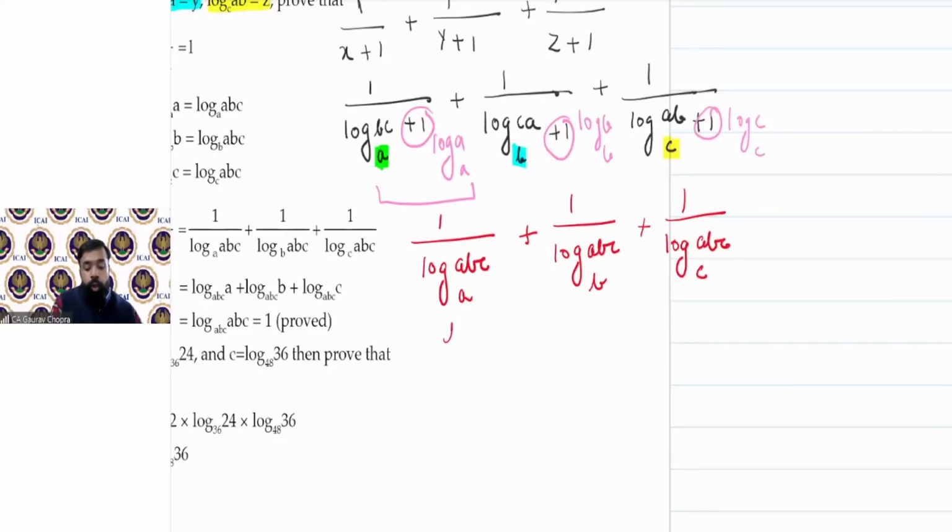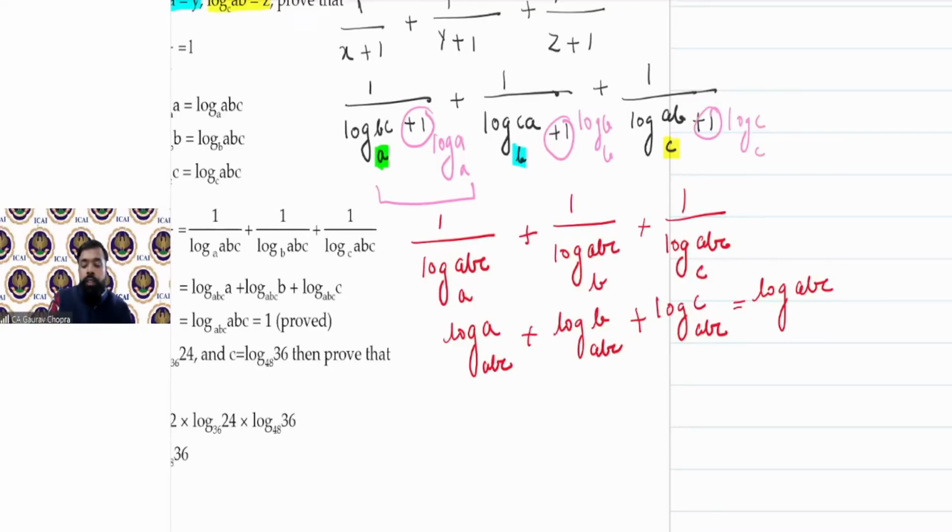So it will become log of A base ABC plus log of B base ABC plus log of C base ABC. Now you can apply the property of log of mn. When there is a plus sign in between, you have to apply the product rule. So it will become log of ABC base ABC. Now, when both the values are the same, the result is equal to 1. Result is equal to 1. Okay.